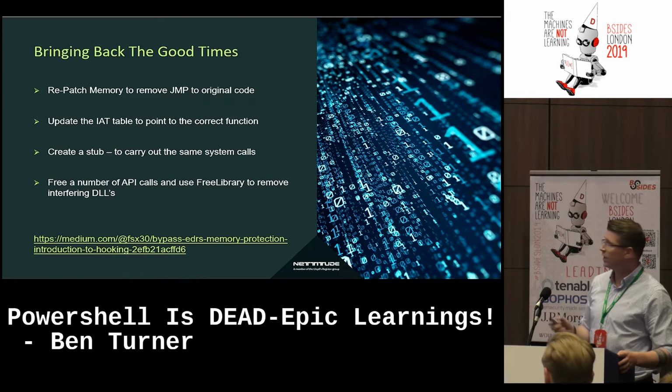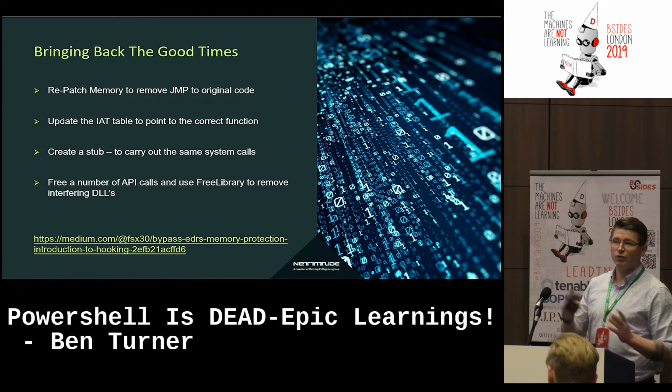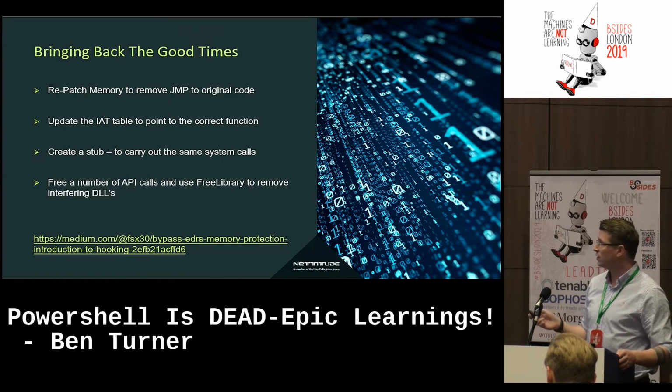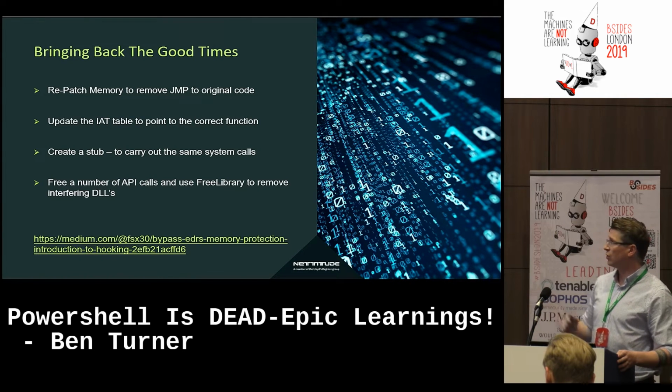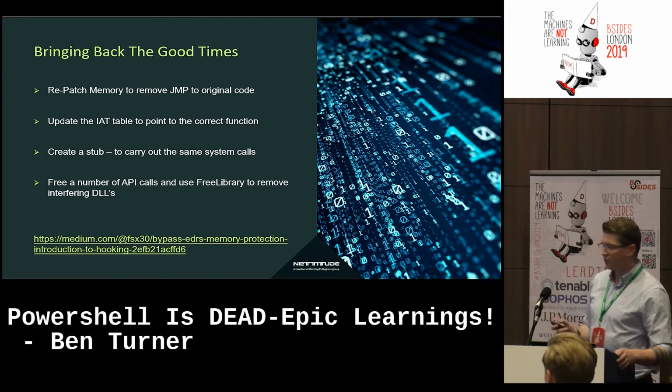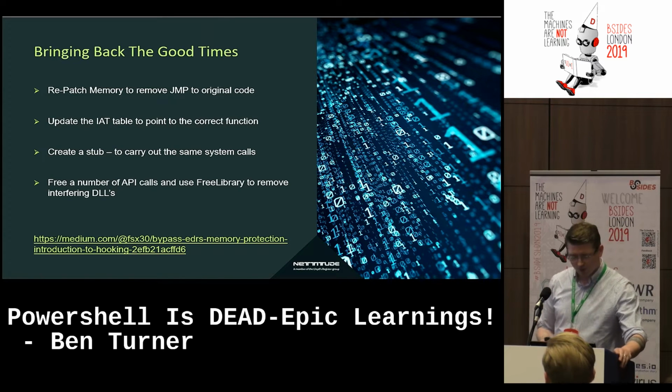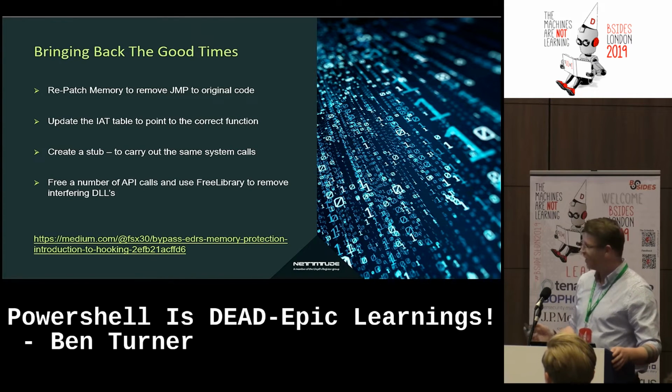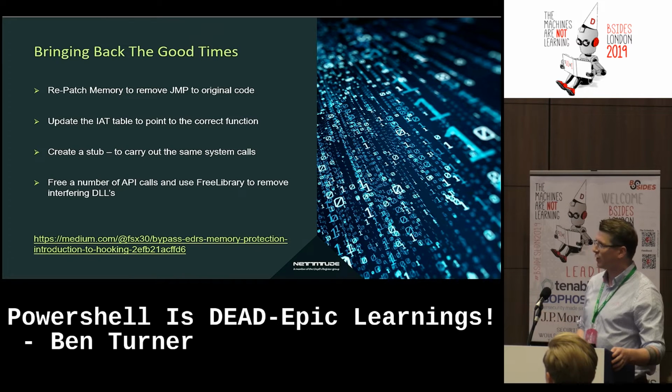Update the import address table to point to the correct function. Create a stub to carry out the same system calls, which means you never have to call those Windows API calls anyway, or use something like FreeLibrary to remove interfering DLLs. The bypass on Silence has already been covered before by Hoang View. I hope I say that correctly. So have a look at that. That's a really good one.